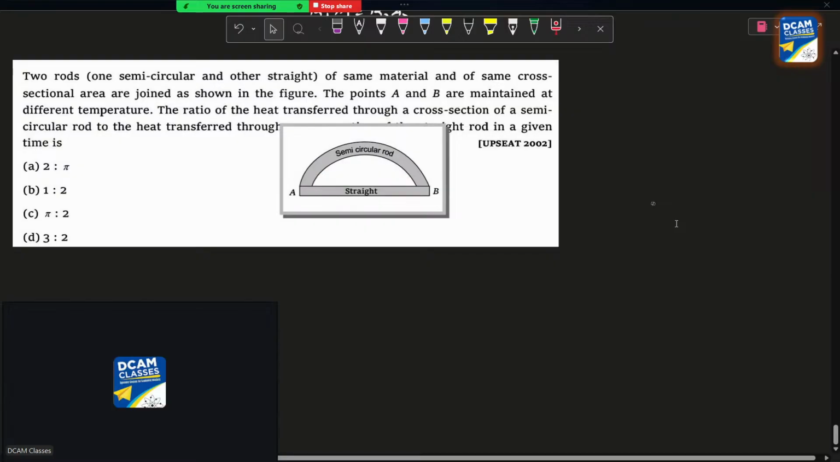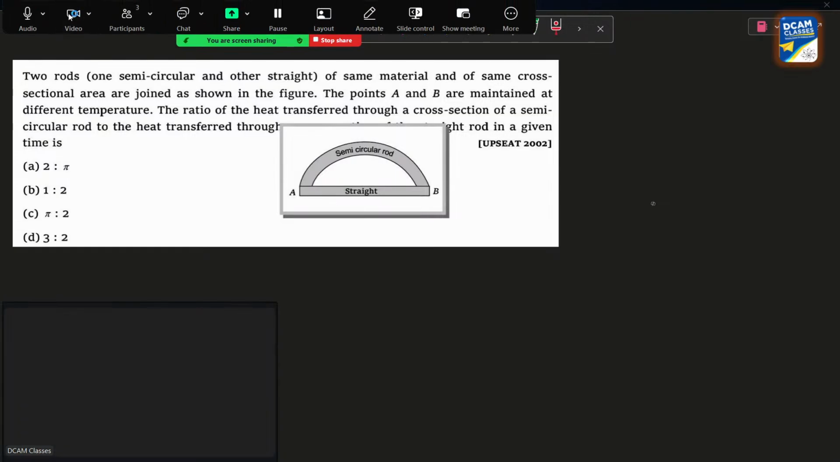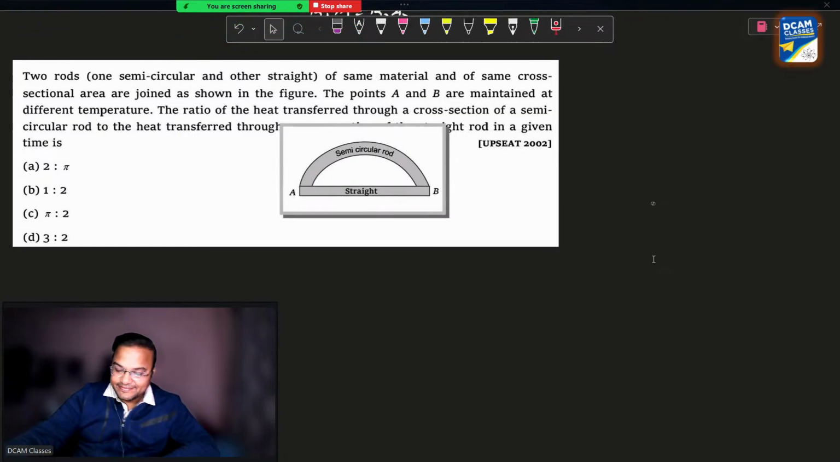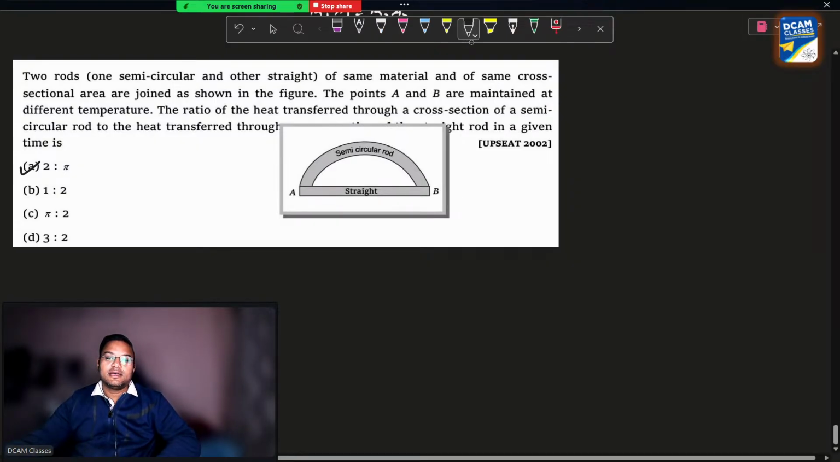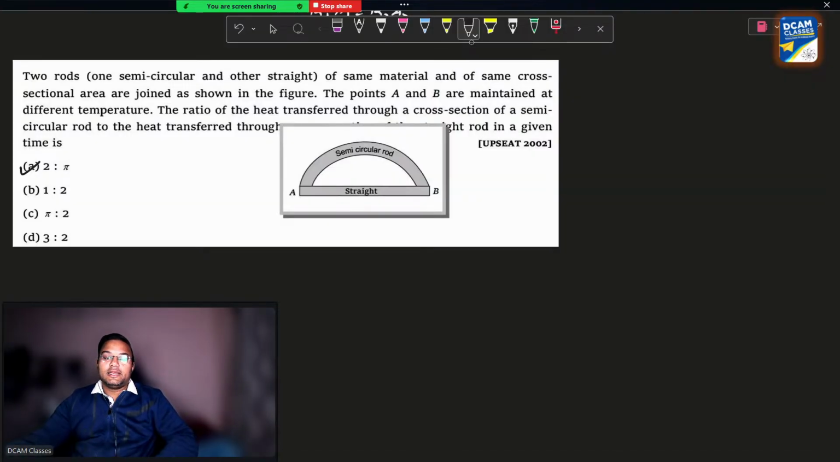So option C, pi is to 2. No, they're saying 2 by pi, 2 is to pi. Yes, sir, I've taken the opposite. I have taken straight as first and then semicircular. See, actually the cross section area is same, no? Only the length is different. It depends on the length. The temperature of the ends are also same.